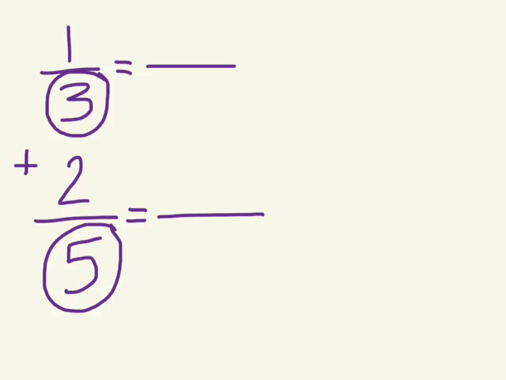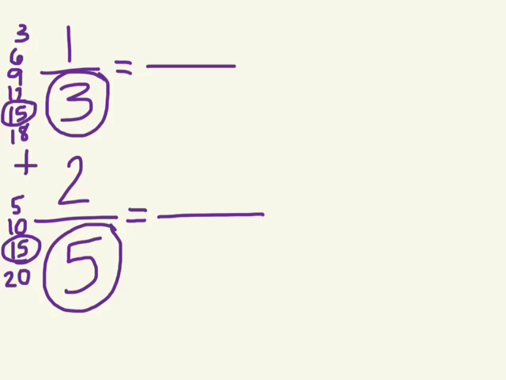Now the way I'm going to find a number that 3 and 5 both go into is by listing each of their multiples. So let's start with 3. 3, 6, 9, 12, 15, 18, and then we have 5, 10, 15, 20. Now I see a number that they have in common. I see 15 and 15. So we can cut their pizza so that they now each have 15 slices.